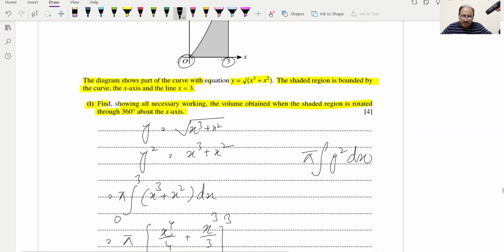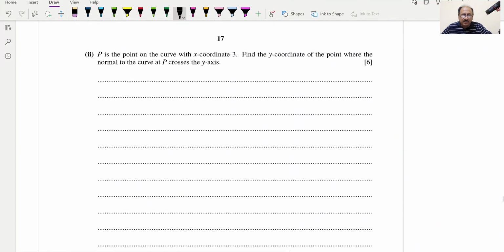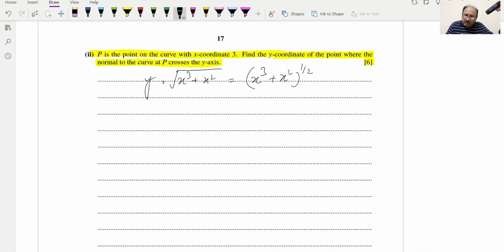So this is done. Now part B says P is the point on the curve with x coordinate 3. Find the y coordinate. The point where the normal to the curve at P crosses the y-axis. This is a 6 marks question. The given equation we will use, y is equal to x cubed plus x squared, and this is under root, or we can write it as x cubed plus x squared raised to the power 1 by 2. Now we can find the gradient, and gradient will be dy by dx.